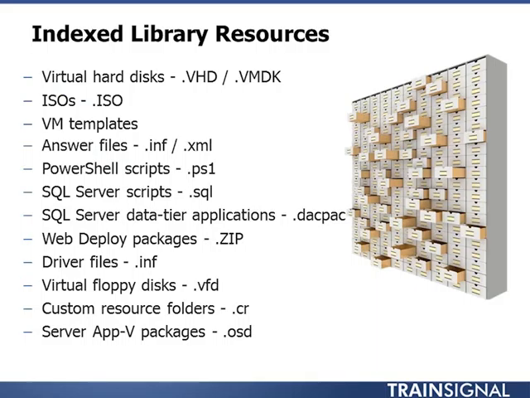Now again, I told you that there are certain things that are going to be indexed, they're going to be organized, and other things that are not going to be indexed. Among the things that are going to be indexed are virtual hard disks. These can be .vhd from an extension perspective, .vhdx, this applies to Hyper-V and XenServer. You've got .vmdk for vSphere, ISOs with a .iso. You've got VM templates in there.